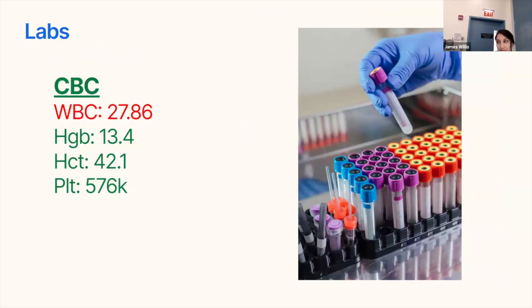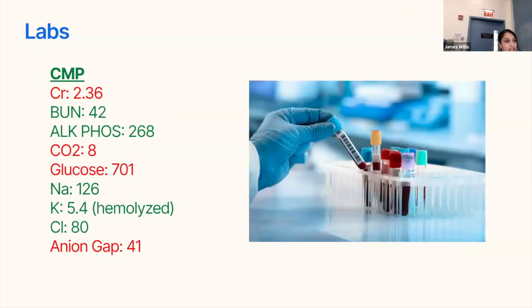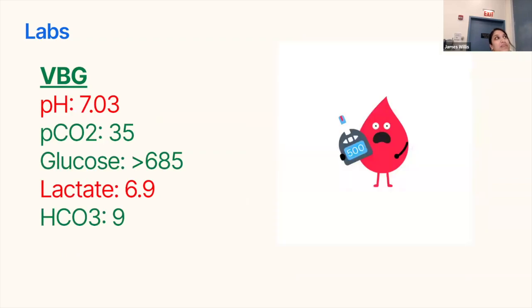So we did some labs. His white count was very elevated, but otherwise the CBC was fairly unremarkable. His platelet count was a little bit elevated. And then in terms of his comp, he had a glucose of 701. His bicarb was 8. His creatinine, we didn't have a previous, but it was 2.36. And then his anion gap was 41. And then this was his VBG. He was obviously very acidotic. His lactate was 6.9. So it was pointing towards a DKA.